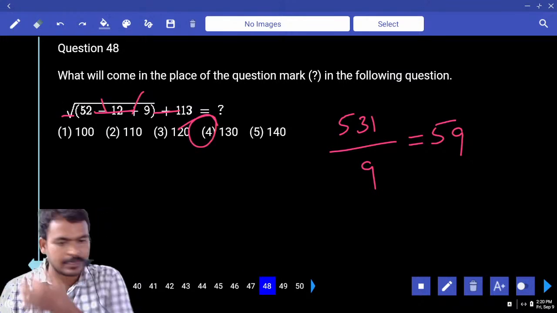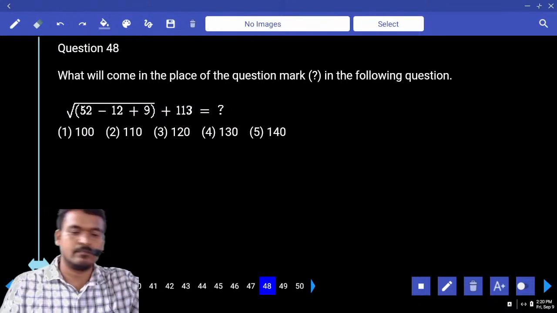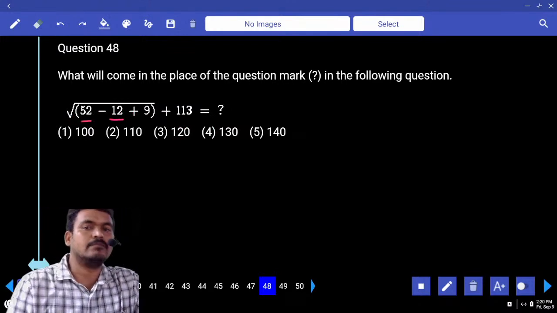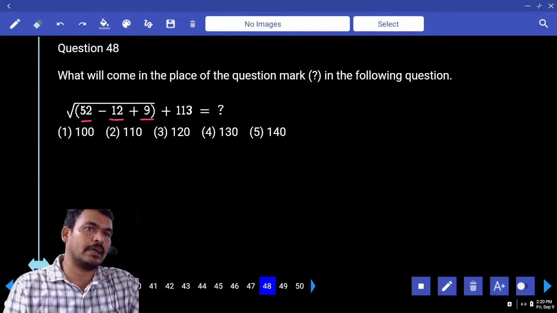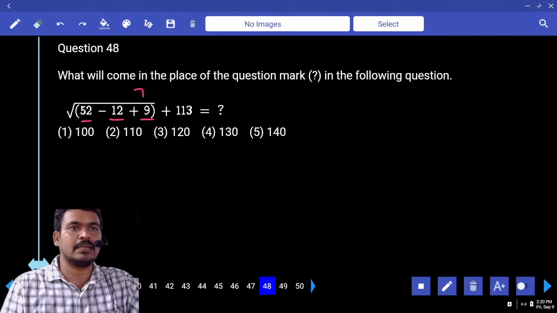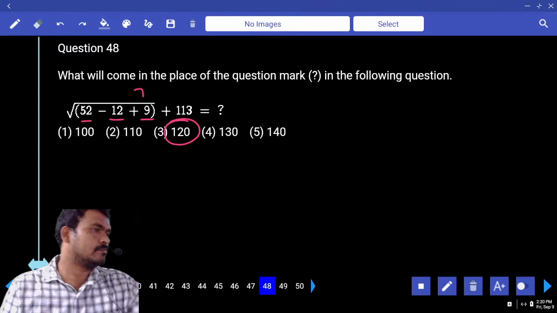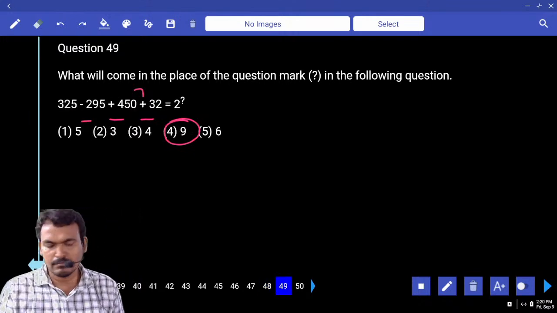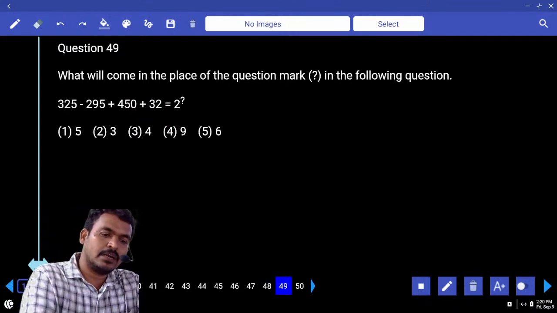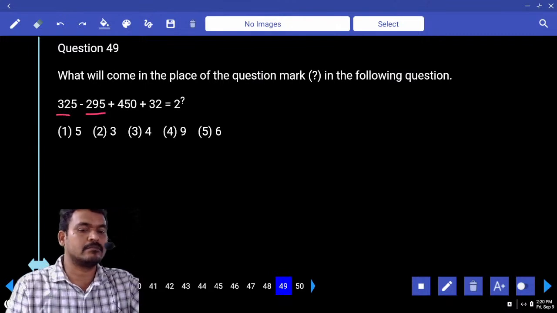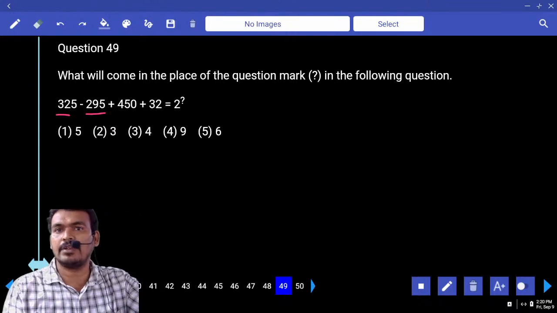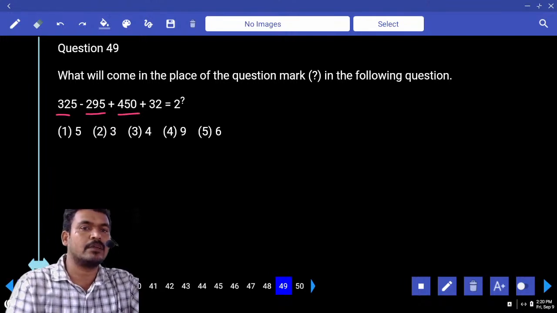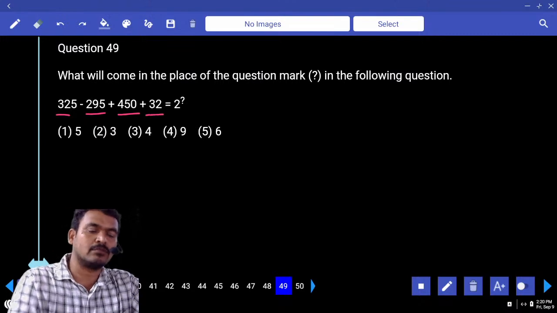Number 48. First priority, root value or not? 52 minus 12. 40 plus 9. 49. Square root of 49. 7. 7 plus 113. How much? 120 or not? Next. What is the difference between 325 and 295? 30 or not? 325 and 295 difference? 30. 30 plus 450? 480 plus 32.